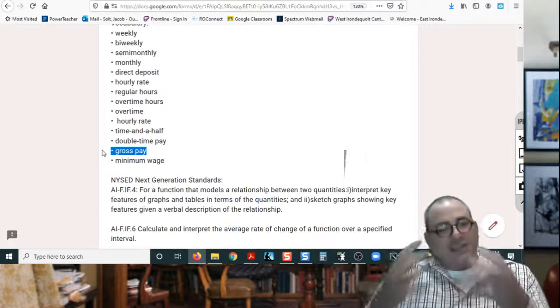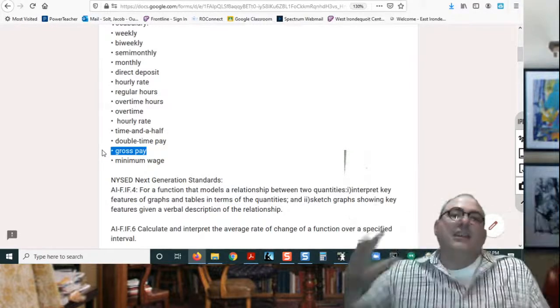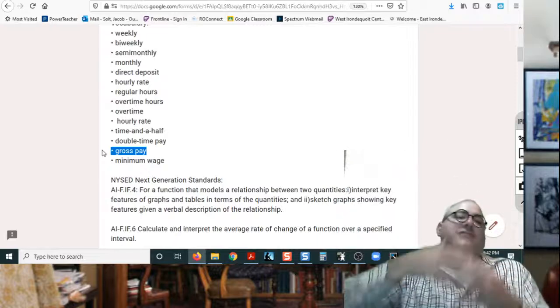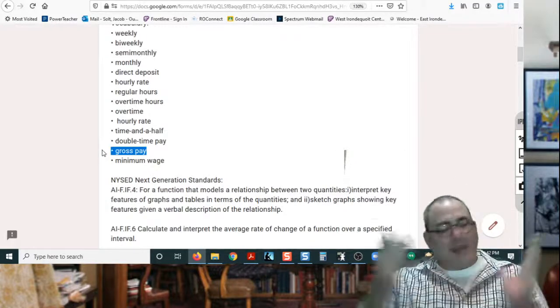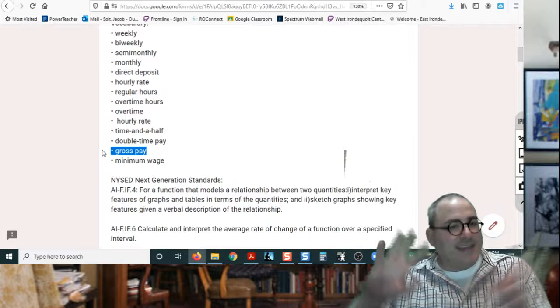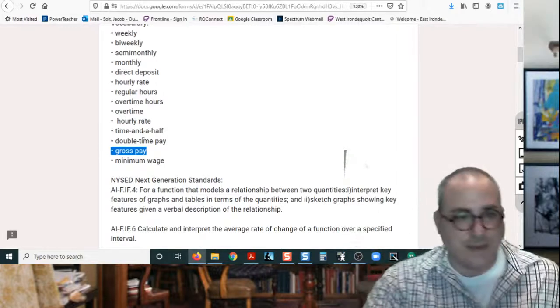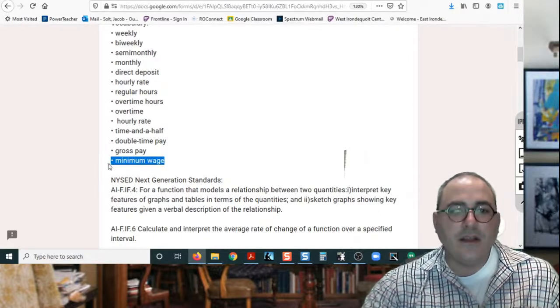And it's the money you actually can take home. You've netted that money, you've grabbed it in your net, and you've taken it home. The gross pay is the pay before all the little deductions and taxes and benefits, all that comes out. And here is minimum wage.